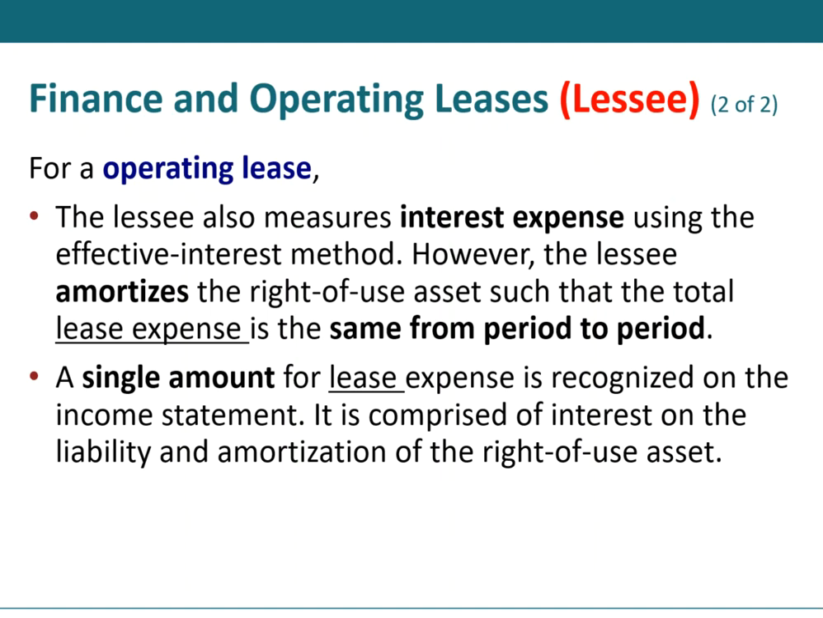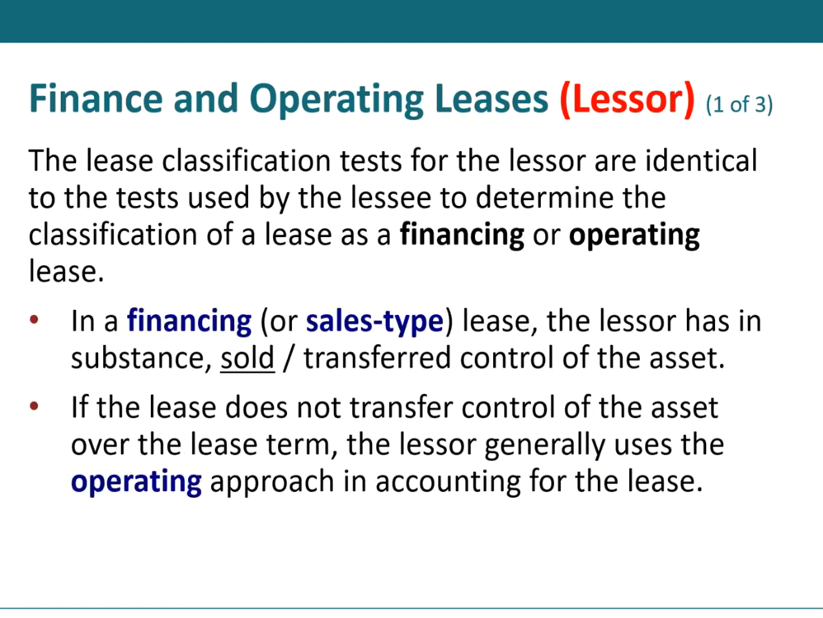On the balance sheet, the lessee will record a decreasing balance on the lease liability as it amortizes it, and a decreasing net asset related to the right-of-use asset. We'll see that as we go through examples.